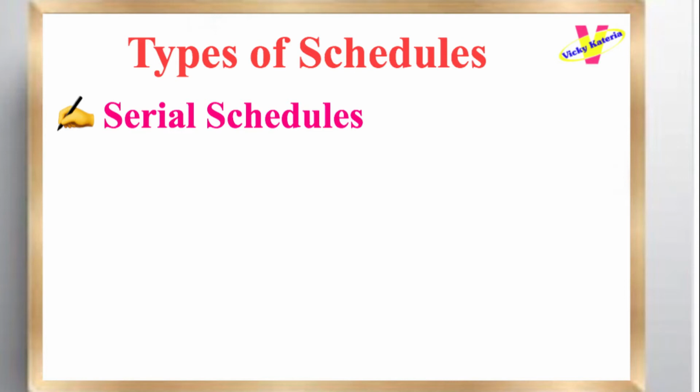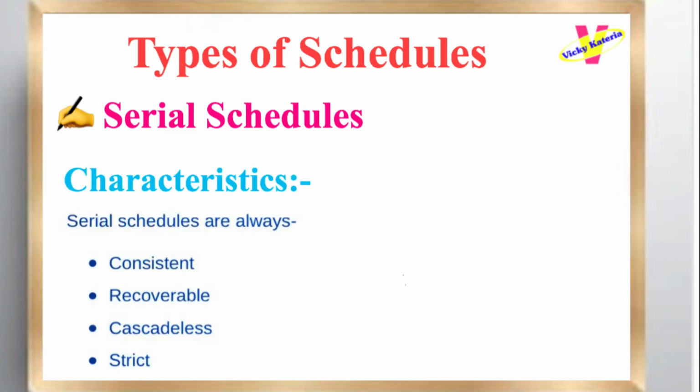Serial schedules. In serial schedules, all the transactions execute serially one after the other. When one transaction executes, no other transaction is allowed to execute. Characteristics. Serial schedules are always consistent, recoverable, cascadeless, strict.